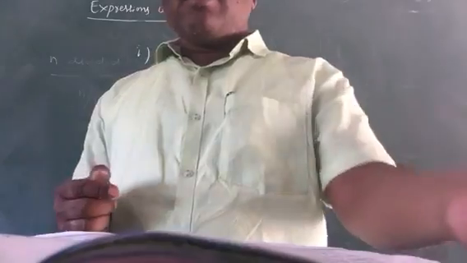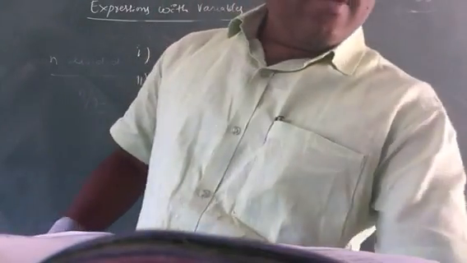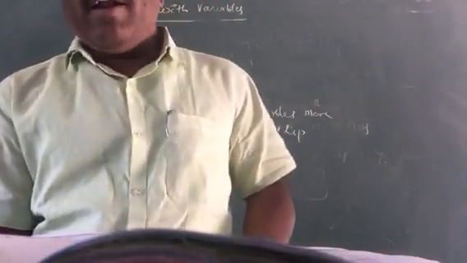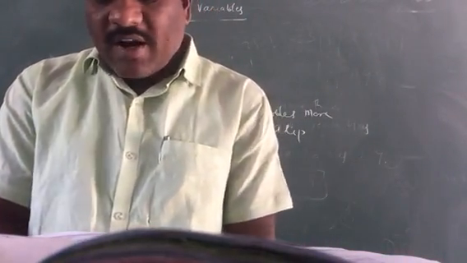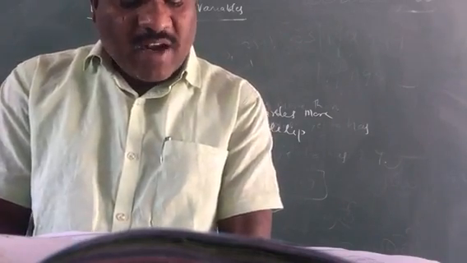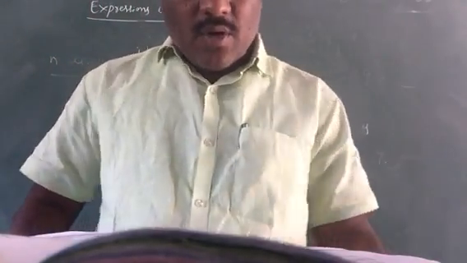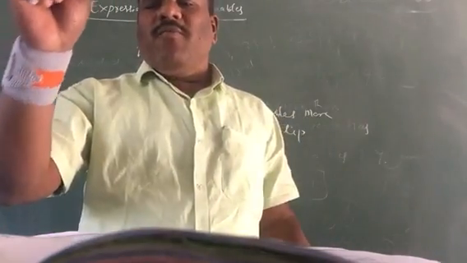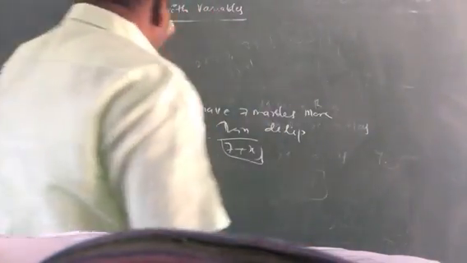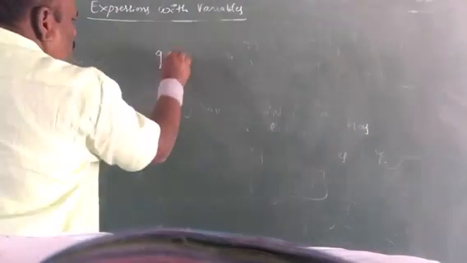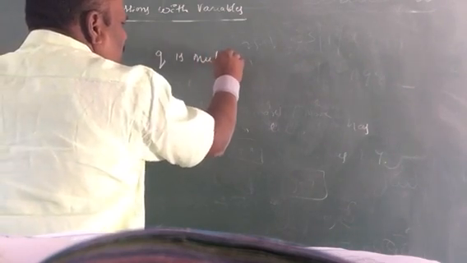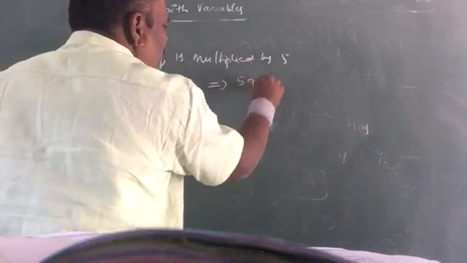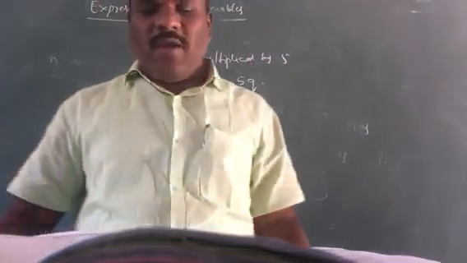One more example is exercise 9.2, my dear children. In exercise 9.2, you observe that q is multiplied by 5. How will you write it, children? Simple. q is multiplied by 5 means what? Very simple answer: 5q.